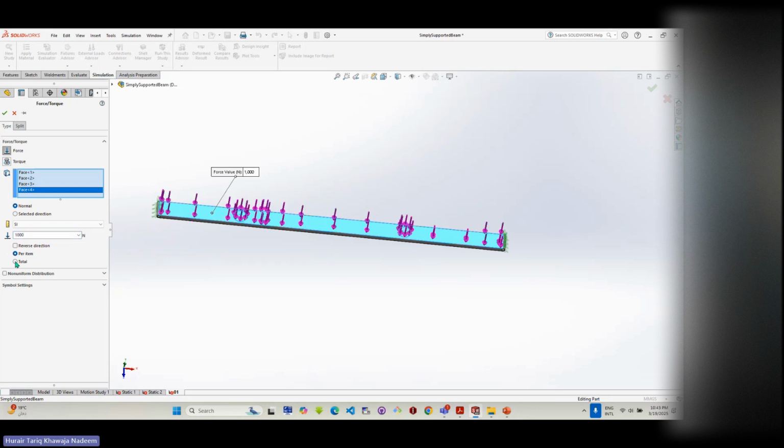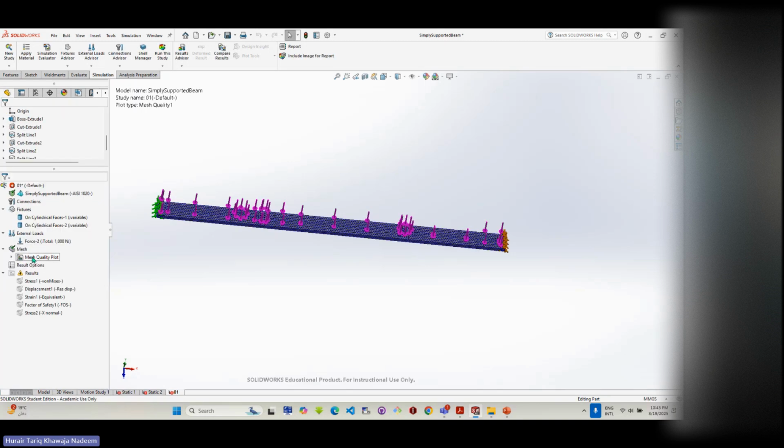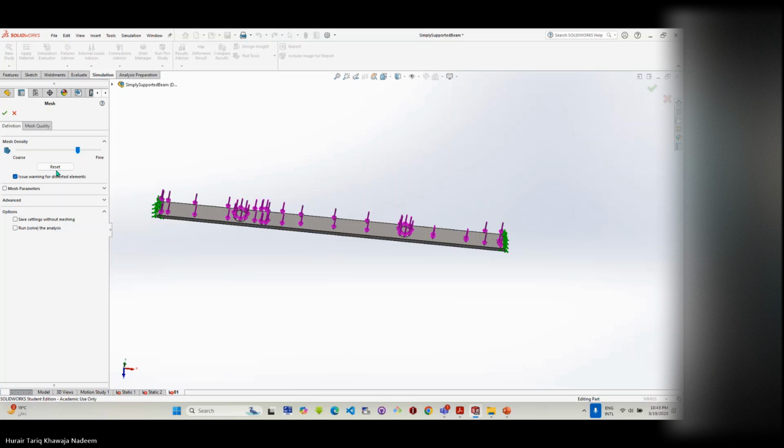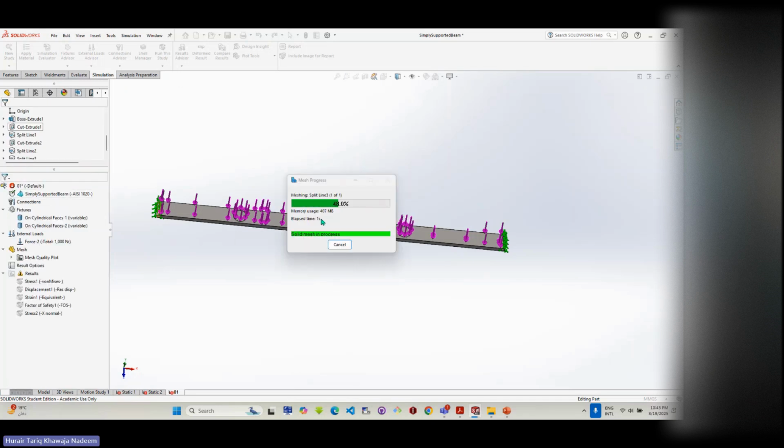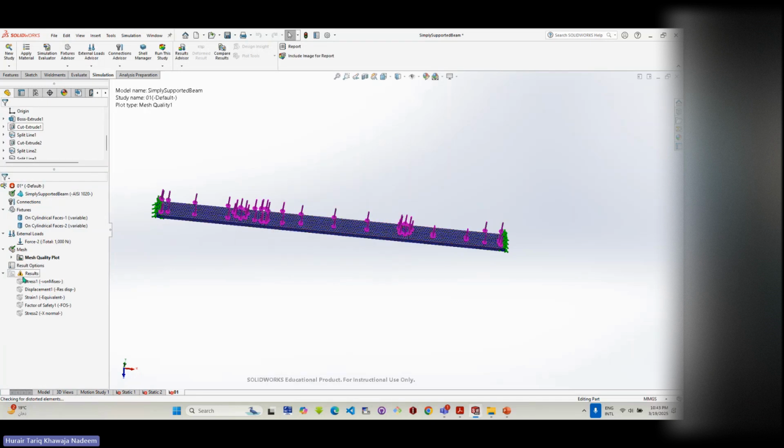Okay, so this is total. I'm not going to say per item, it's total actually. So click OK, then go to mesh, create mesh. But remember, the mesh has nothing to do with the loadings. So the mesh was okay.